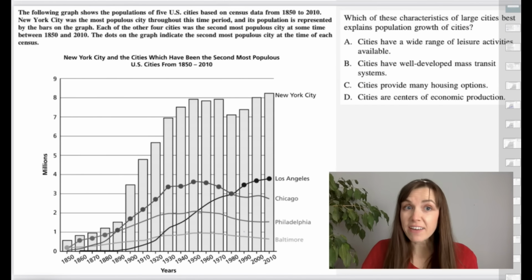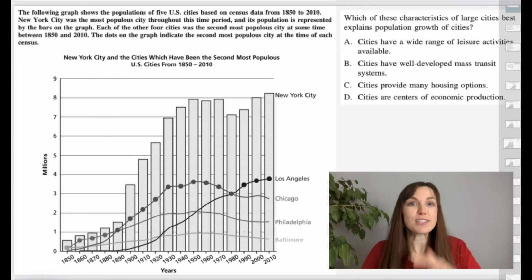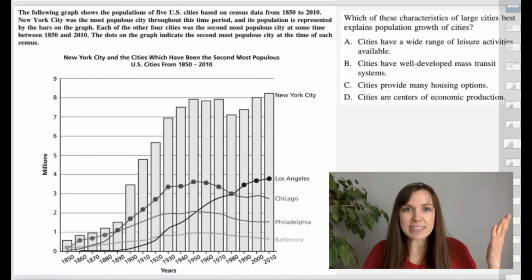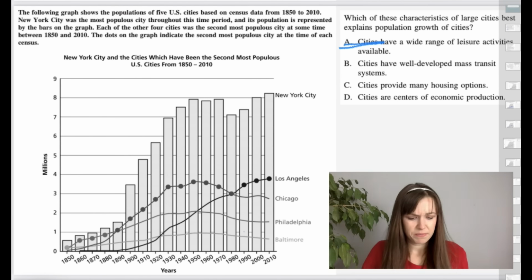Okay, which of these characteristics of large cities best explains the population growth of cities? This has nothing to do with the graph at all, but that's okay. Let's read what it says. Okay, so again, what makes cities grow essentially? So, A, cities have a wide range of leisure activities available. Do people usually move to a big city because of the leisure activities? Leisure would just mean like fun things to do. I would think not so much.